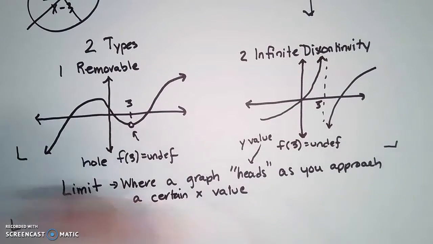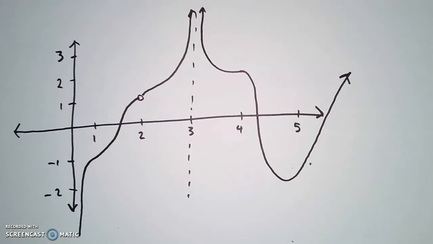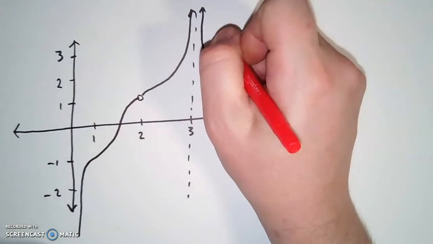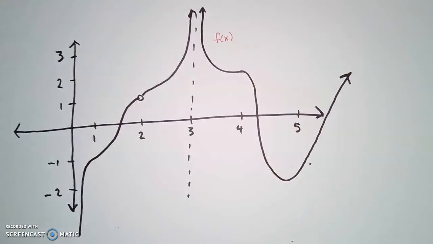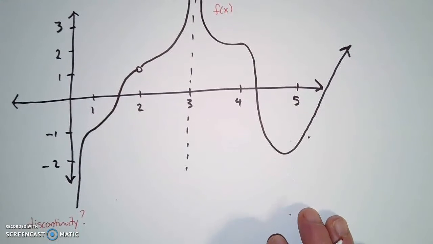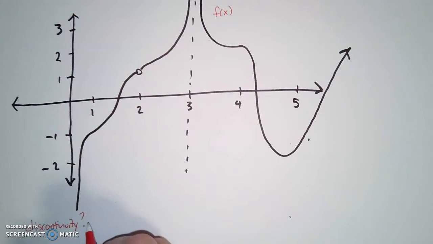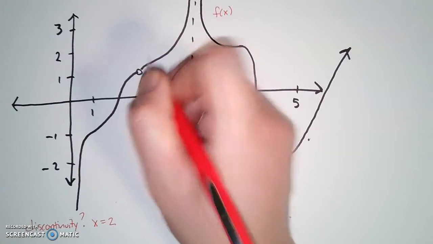I'm going to draw a new picture. Okay, so I've drawn myself a function, and I'm going to call this function f of x. First of all, are there any discontinuities in the graph? Where are they? Oops, can't see that, can I? There we go. There is a discontinuity at x equals 2. I'll put an arrow on it.